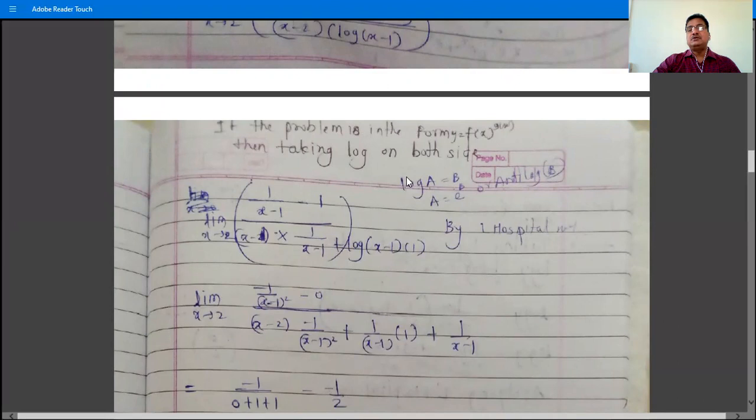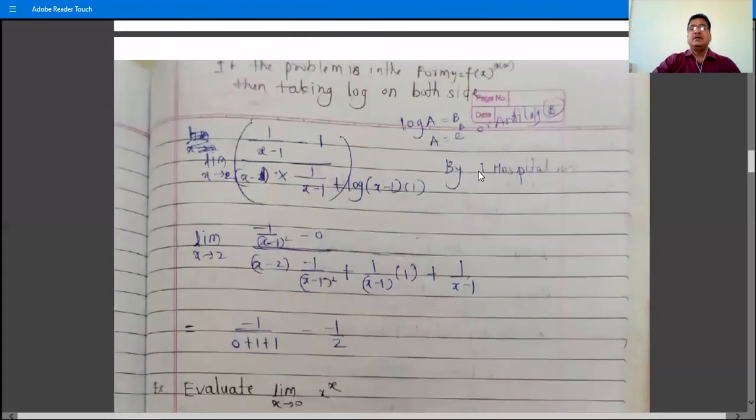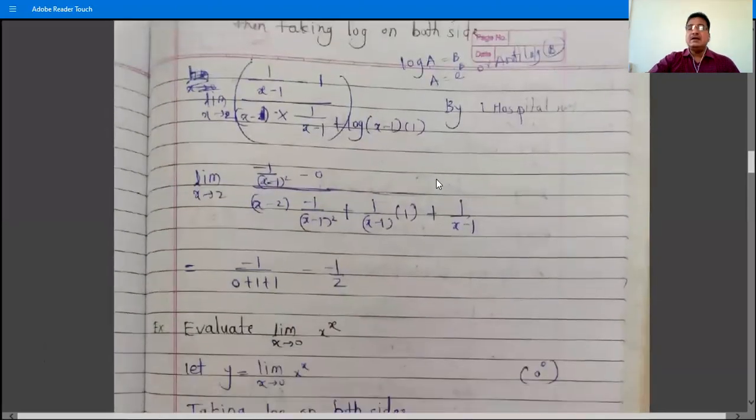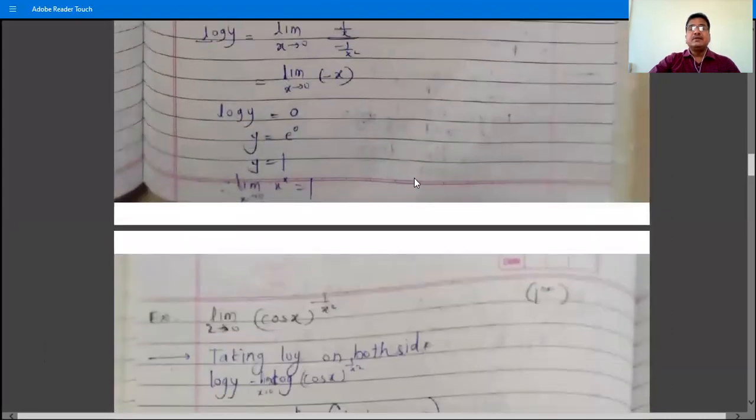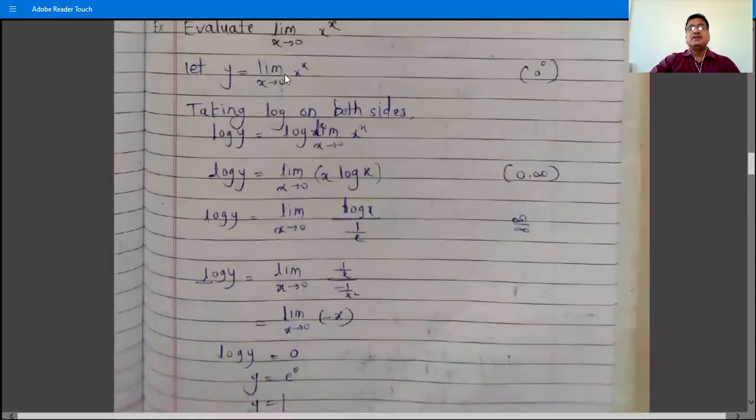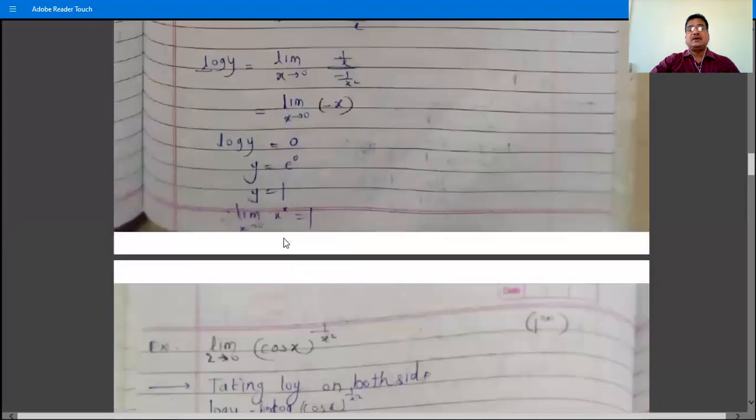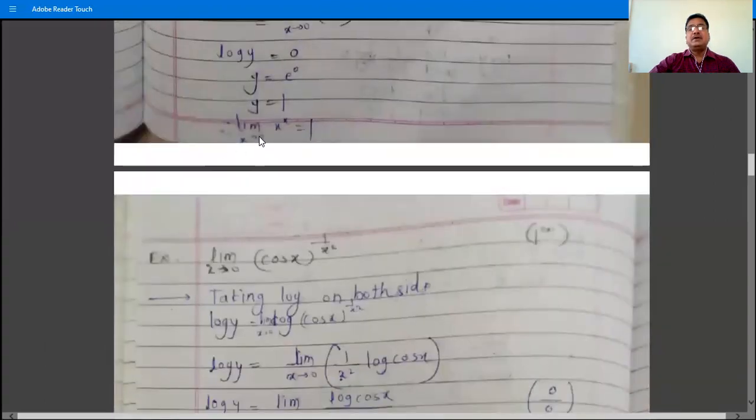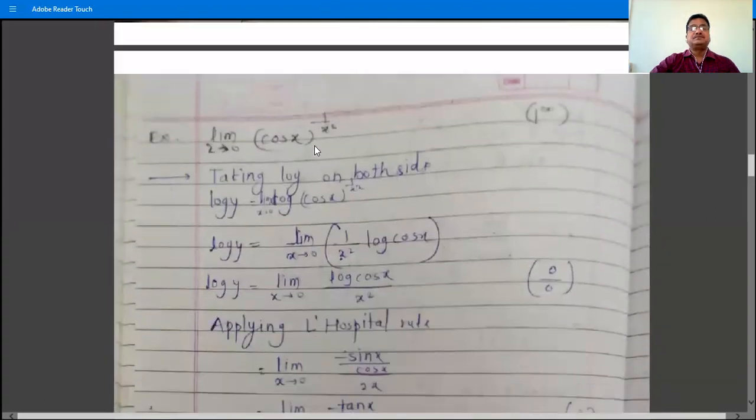If we shift log to the RHS from the LHS, then it becomes anti-log or e raised to b. The exponential function is the inverse of the logarithmic function. So we have log y is 0, which means y is e raised to 0, and e raised to 0 is 1. And what is y? y means this limit x tends to 0, x raised to x, which is 1.